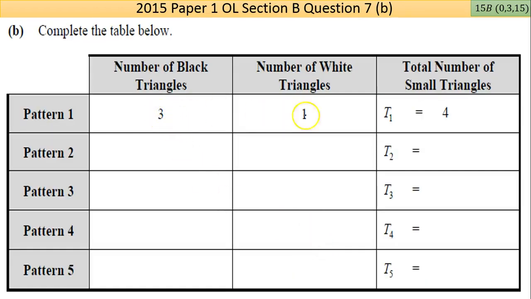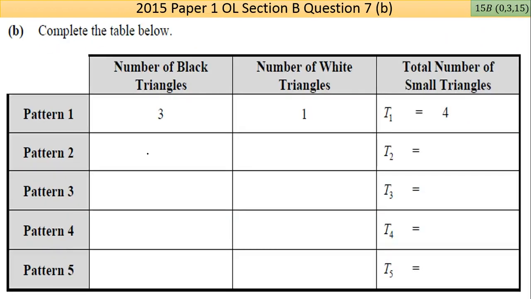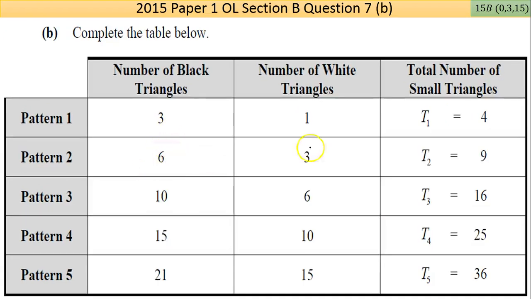Here was their action. They give you the first pattern. Okay, 3 blacks, 1 white, 4 triangles in total. So we said our pattern 2 was, what did we say? There was 3 whites, 6 blacks. So let's just go to the answer. 6 blacks, 3 white. There's 9 in total. Pattern 3, which you were given: 10 blacks, 6 white, and 16 triangles in total. I worked out 15 in the mistake in part A, but I've done it there.